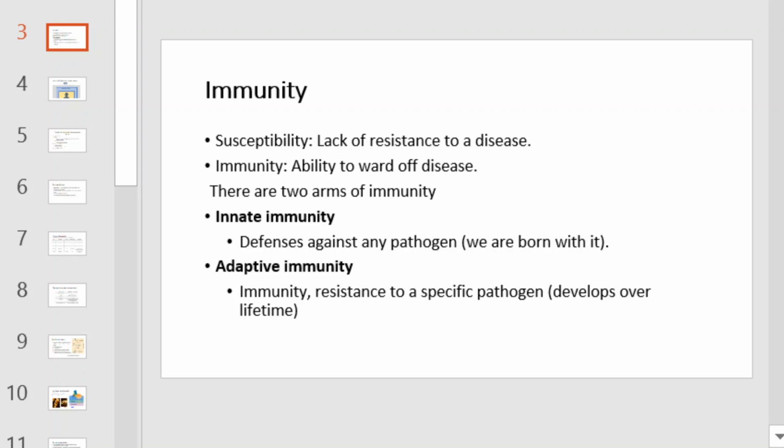Adaptive immunity is sometimes thought of as learned immunity. This is immunity developed over time and geared towards resistance to a specific pathogen. Learned immunity is gained from exposure, through breast milk, or through vaccination.